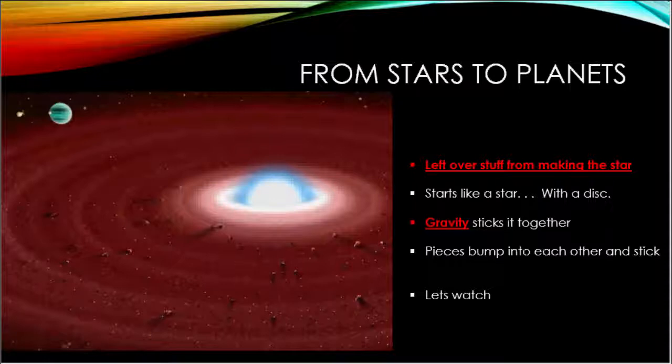So usually the items that are in red in the video, things like leftover stuff from making the star and the word gravity, would go on some of the blank lines in your guided notes document.